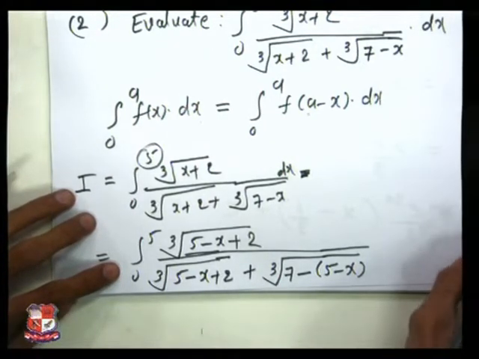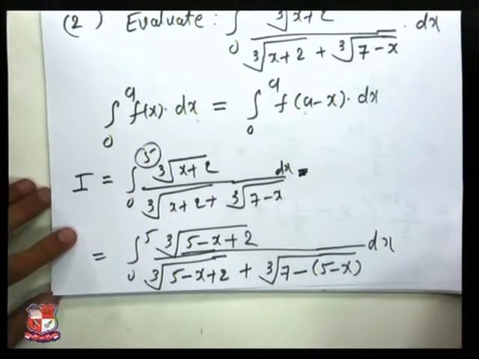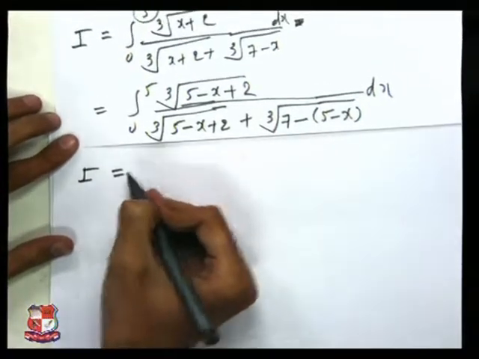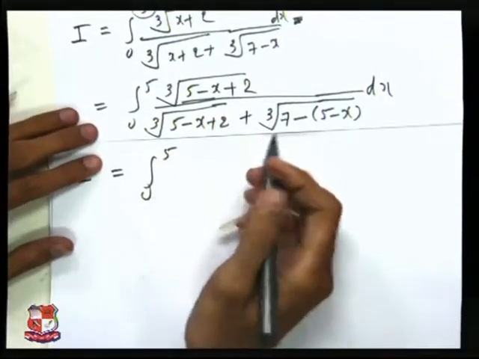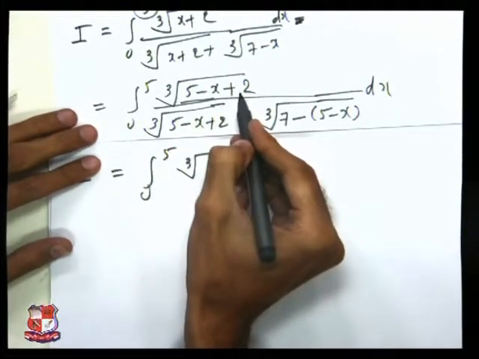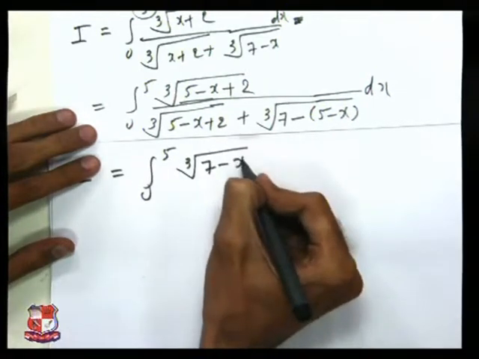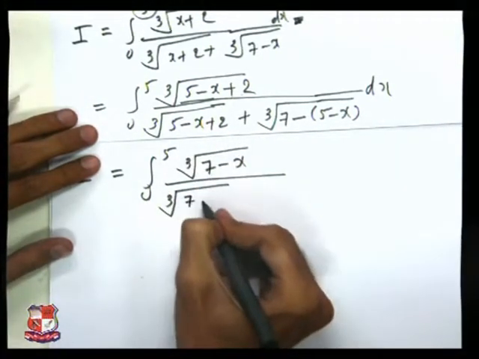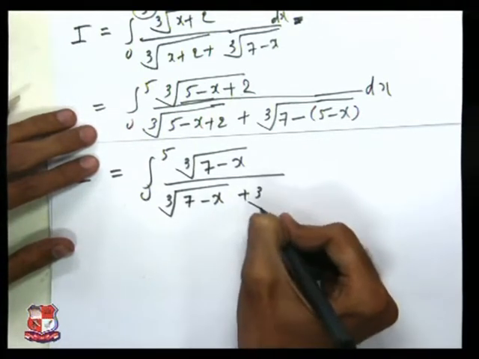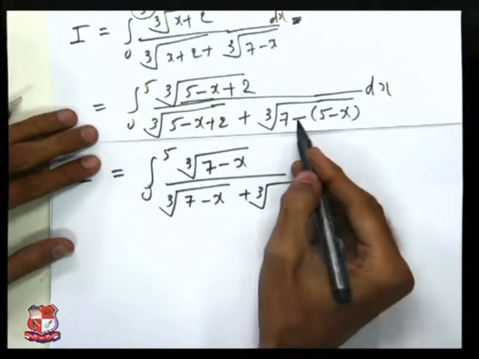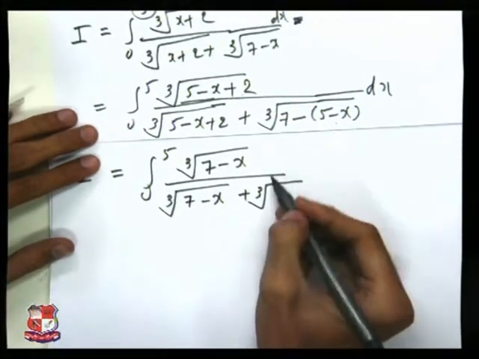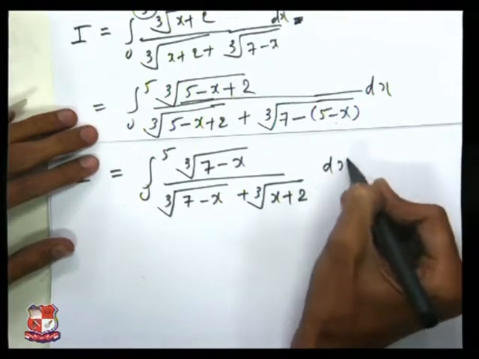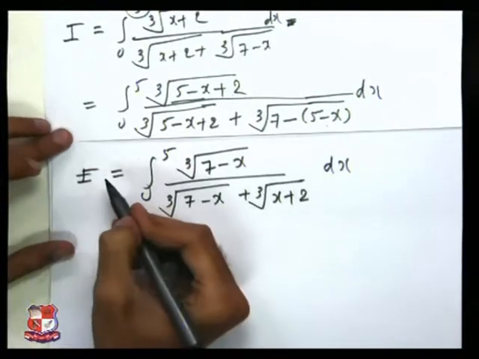After all into dx, by simplifying this one, we will get I is equal to integration 0 to 5 of cube root of 5 plus 2, that is 7 minus x, upon cube root of 7 minus x plus cube root of, this is 7 minus 5, that is 2, and minus minus plus x, so we will get x plus 2 here into dx. This is the value of I.